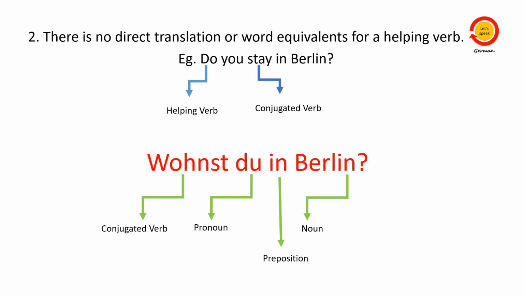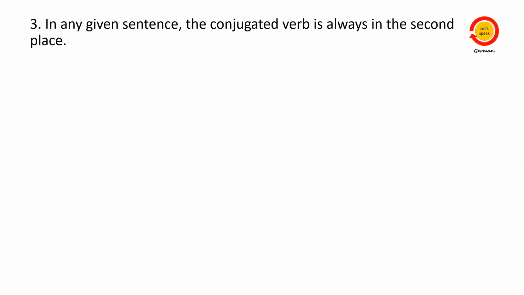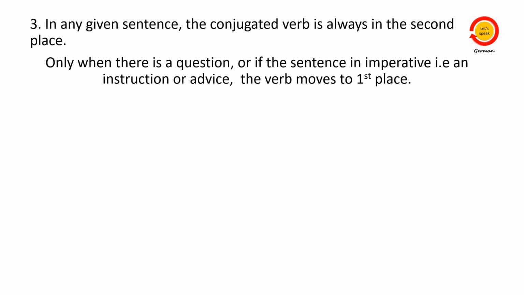Third and the most important rule. In any given sentence, the conjugated verb is always in the second place. Only when there is a question or if the sentence is imperative, that is an instruction or an advice, the verb moves to the first place.